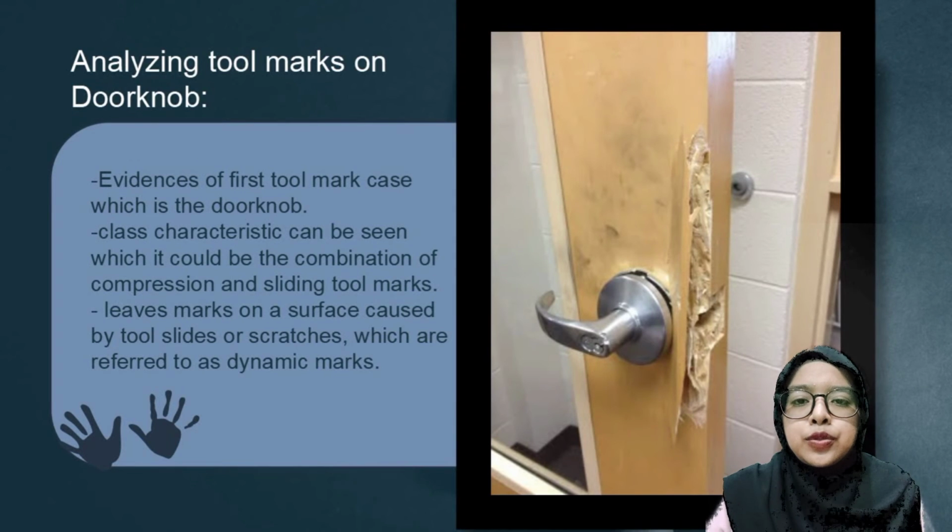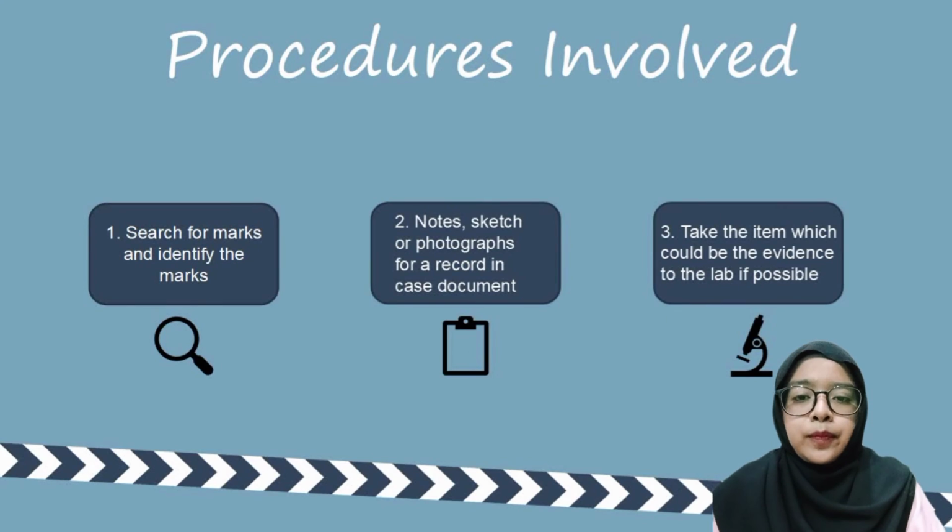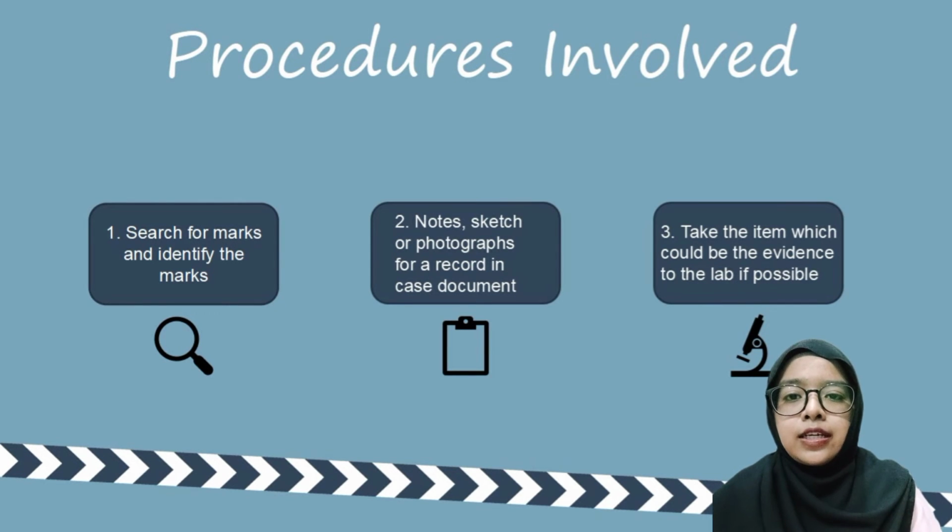Let's proceed to analyzing a tool mark on a doorknob. The class characteristic could be seen, which could be a combination of compression and sliding. From the image, we can see the mark left on the surface was caused by two slides or scratches, which we refer to as dynamic marks.